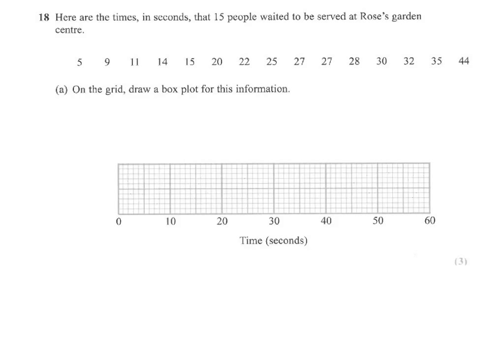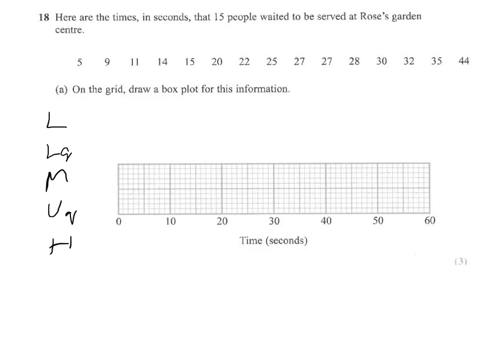So here are the times in seconds that 15 people waited to be served at Rose's Garden Centre. We've been asked to draw a box plot for this information. So just to remind you then, for a box plot, we need the lowest value, we need the lower quartile, call that LQ, we need the median, the upper quartile and the highest value.